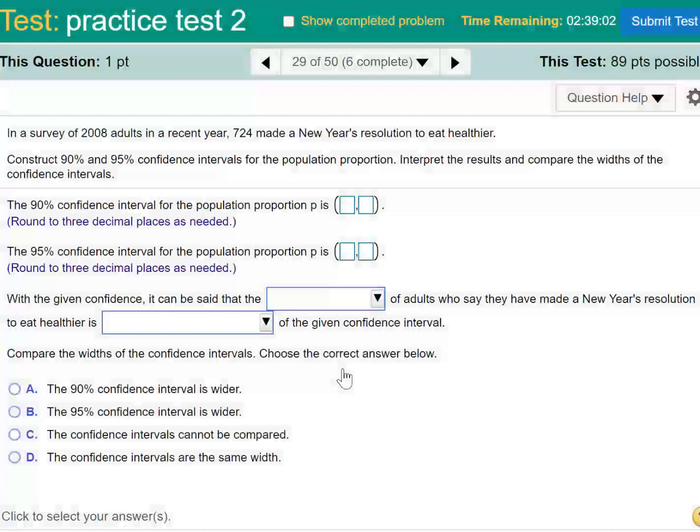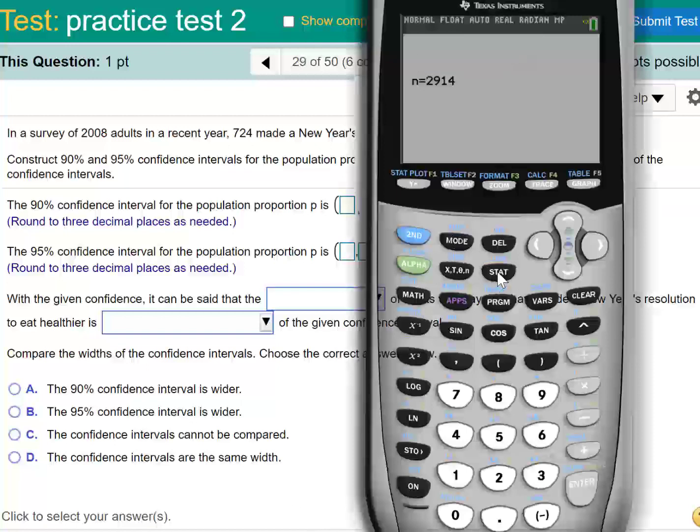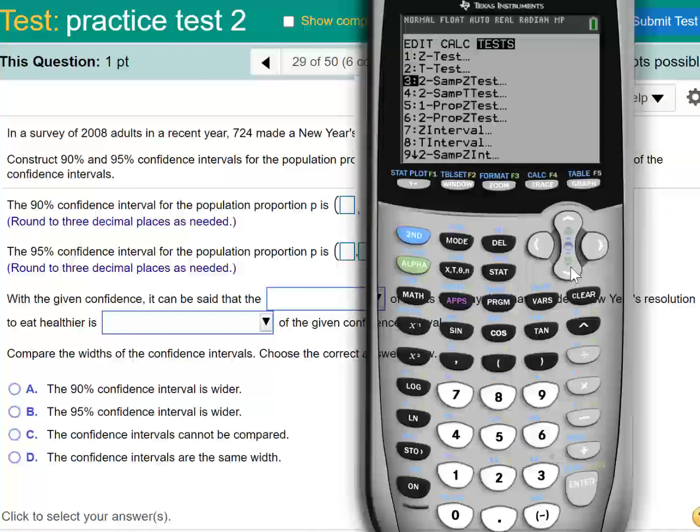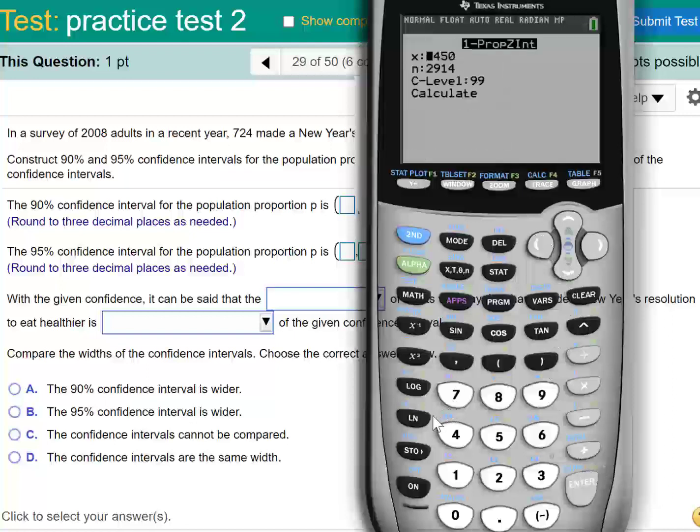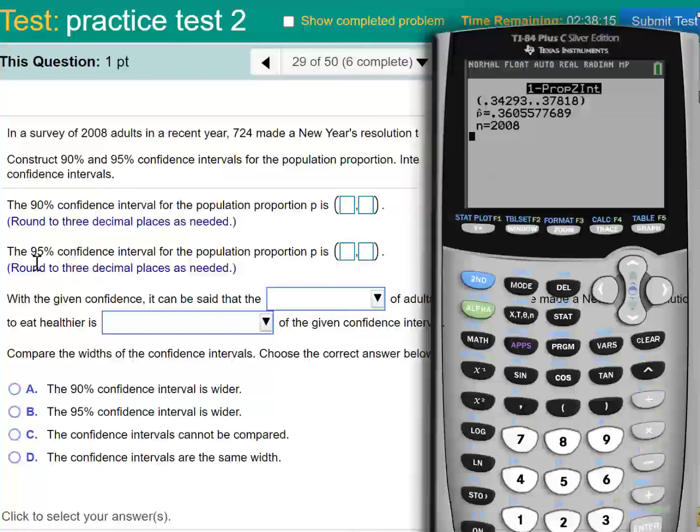In a survey of 2008 adults in a recent year, 724 made a New Year resolution. Find a 90% confidence interval, guys. It's a 1-PropZInt, should be very easy. So X is 724. N is 2008. Confidence level, first of all, he wants the 90%. And here you go. 0.343, 0.378. So the 90% confidence interval for the proportion is 0.343 to 0.378, and then you change it to 95%.